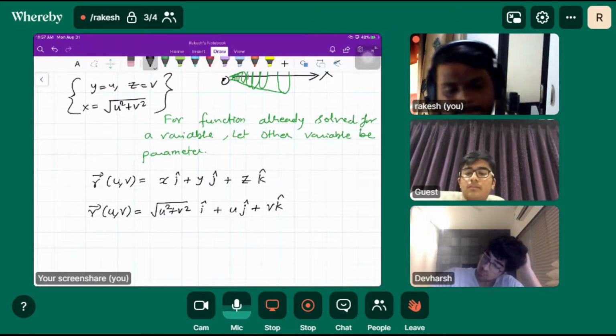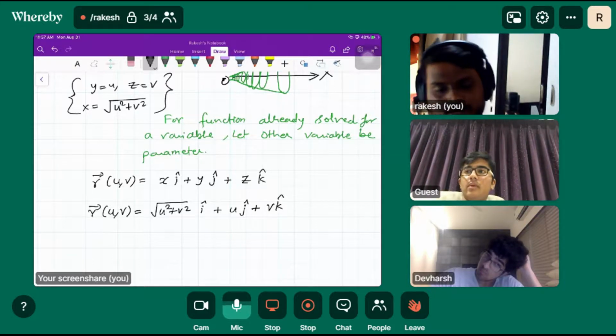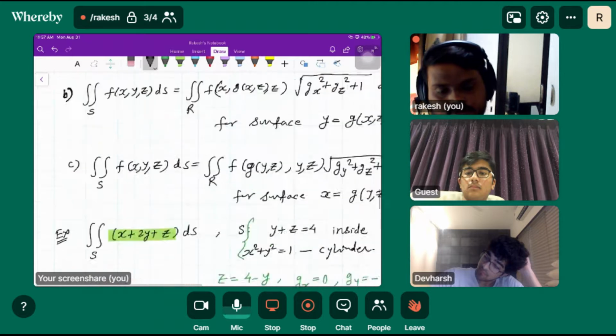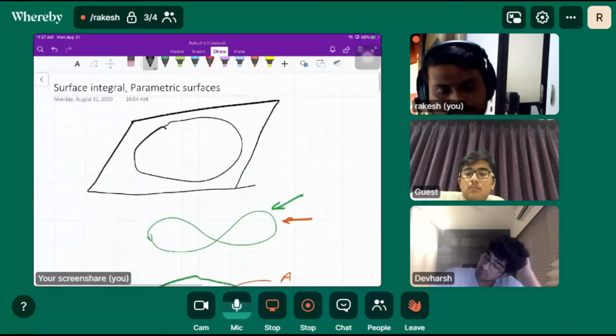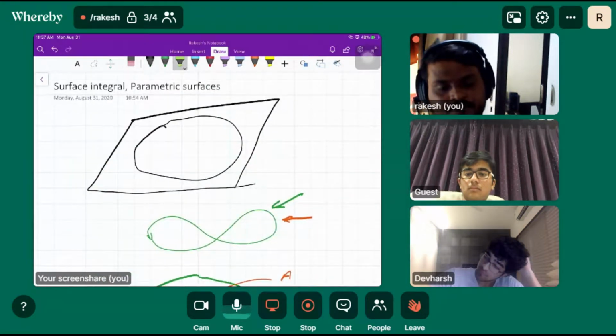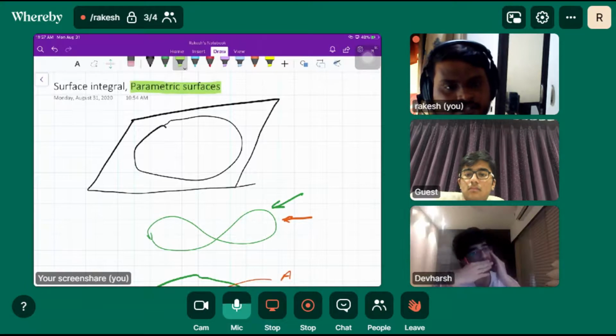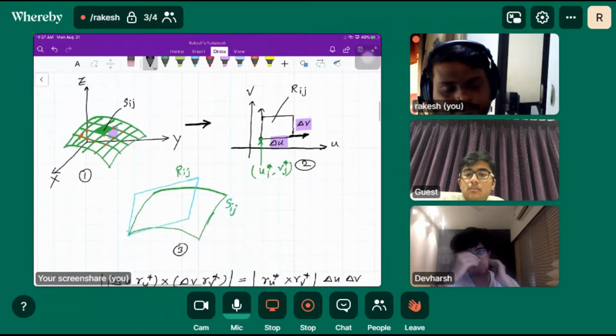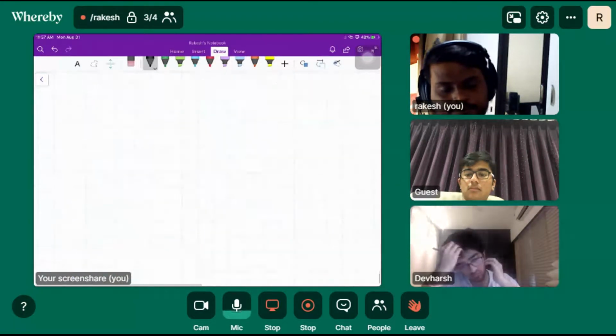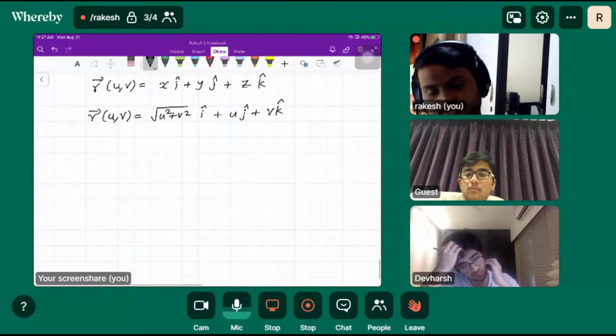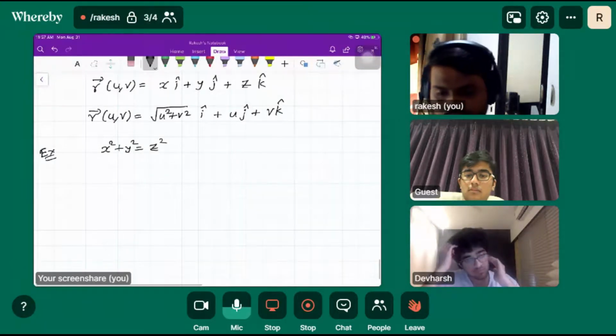So this is called the parametric surface. What was the heading? Parametric surfaces. Okay. Next example. Suppose I give you x square plus y square is equal to z square. What is this?